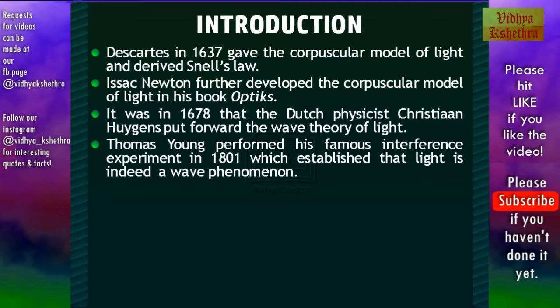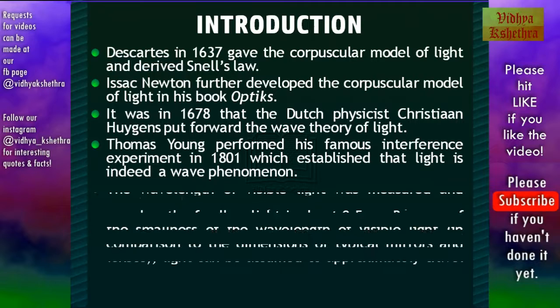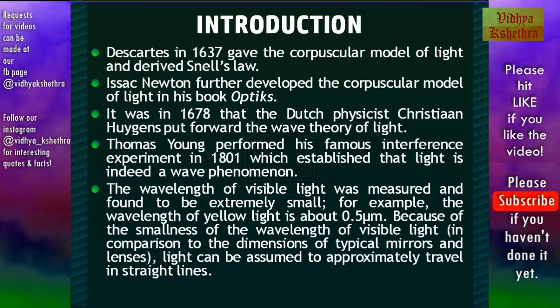Thomas Young performed his famous interference experiment in 1801, which established that light is indeed a wave phenomenon. The wavelength of visible light was measured and found to be extremely small. For example, the wavelength of yellow light is about 0.5 micrometer. Because of the smallness of the wavelength of visible light in comparison to the dimensions of typical mirrors and lenses, light can be assumed to approximately travel in straight lines.